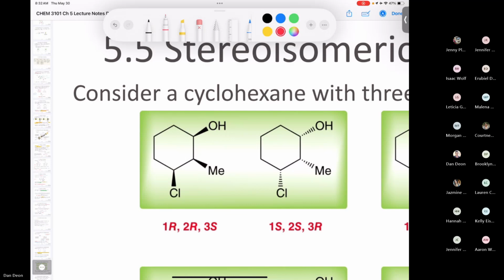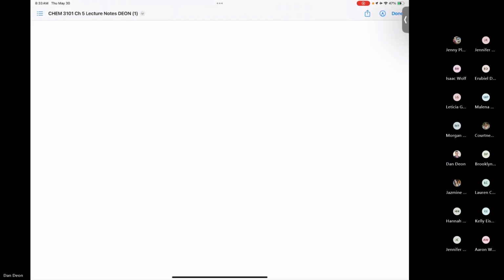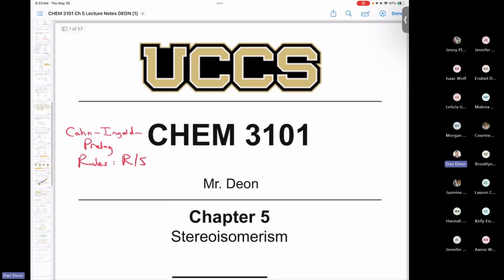Yes or no? Would these two compounds be enantiomers? Anybody? These two compounds are definitely enantiomers, right? How do we know they're enantiomers? They're enantiomers because every wedge was flipped to a dash. That's how we determine whether we have enantiomers or not.